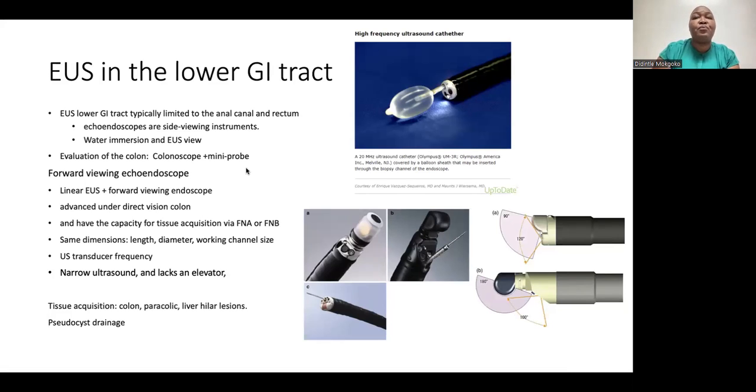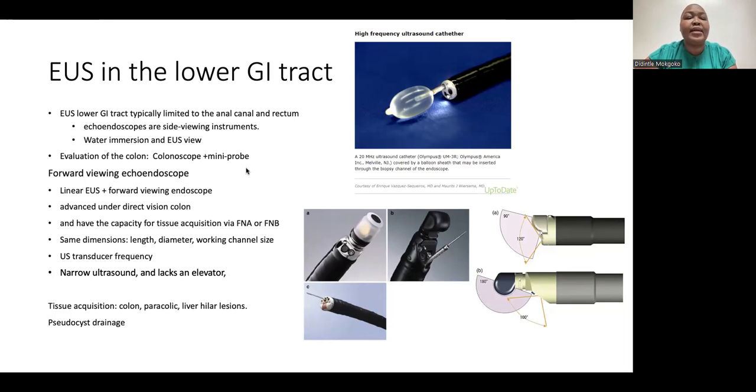We can't go proximally into the colon with a side viewing scope because you lose the luminal view, because it's a side viewing instrument. Although international experts have said, and it has been described, you can introduce a side viewing echo endoscope under water immersion, maintaining the echo endoscope in the lumen of the colon under EUS view, and by doing so, safely navigate an EUS scope through the colon.